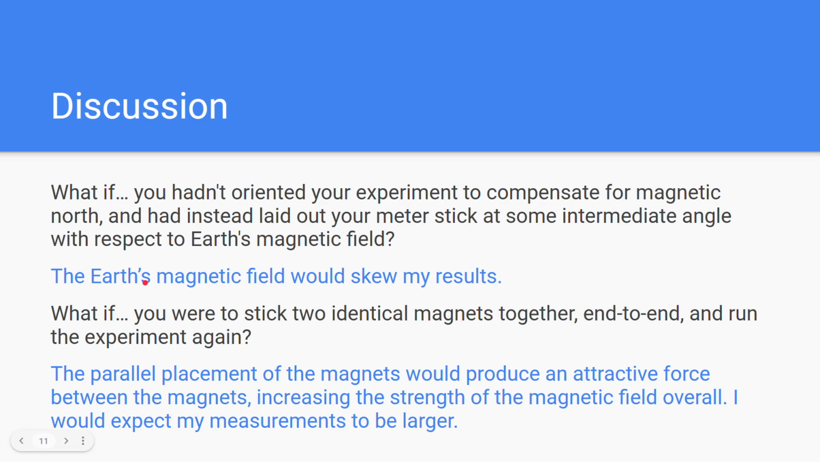These what-if questions kind of address some of the assumptions. What if you hadn't oriented your experiment to compensate for magnetic north? The Earth's magnetic field would have skewed the results. What if you were to stick two identical magnets together end to end and run the experiment again? The parallel placement of these magnets would have an additive effect, and so the strength of the magnetic field would increase overall. I would expect my measurements to be larger. And that's all. Thank you.